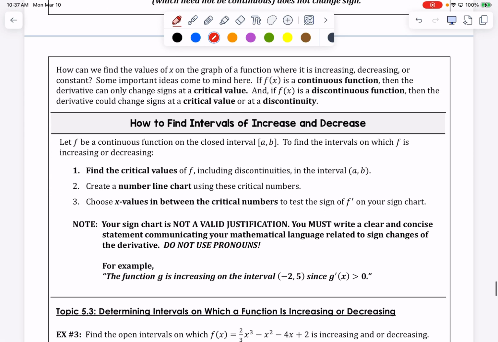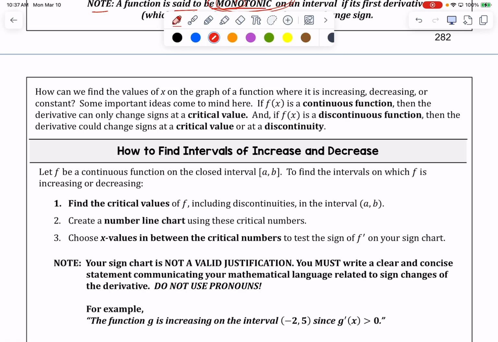Now, how do we find x values where the function is increasing, decreasing, or constant? It's an important idea to keep in mind here. If f of x is a continuous function, then the derivative can only change signs at critical values. Think about a polynomial. The only place you're going to change from increasing to decreasing is where you have peaks and valleys. But if you have a discontinuous function, like a boomerang, or more importantly, like a volcano.